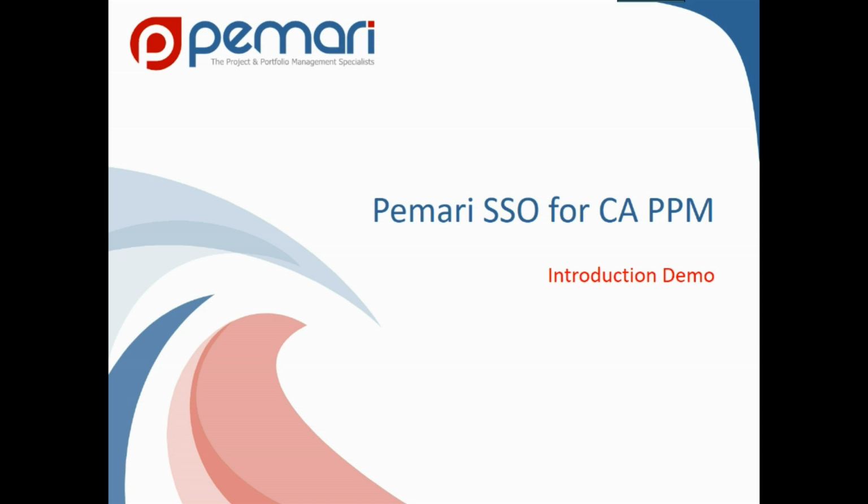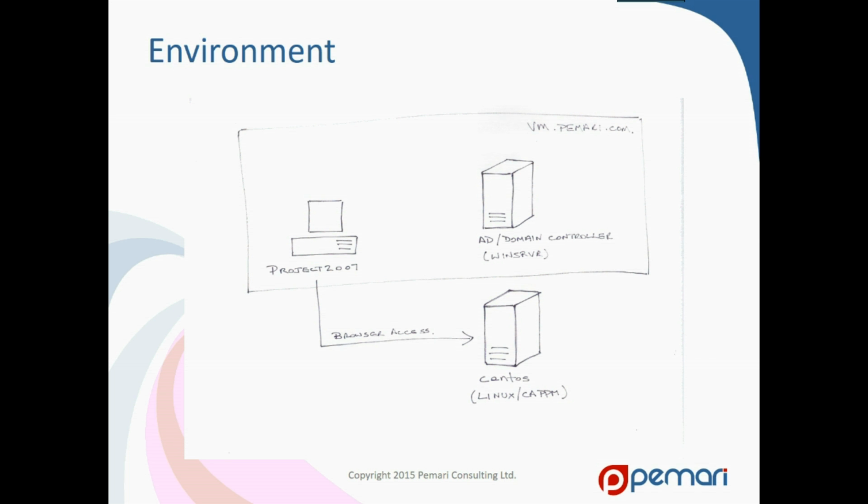Prior to showing this authentication occurring, it's necessary to first introduce the environment we're running in so that there's an understanding of what machines reside where. In our environment we have a domain VM or Active Directory, within which we have a single Active Directory / domain controller and a workstation, Project 2007. Additionally, we have a Linux-based CA PPM server running. Being Linux-based, it's not part of the domain.